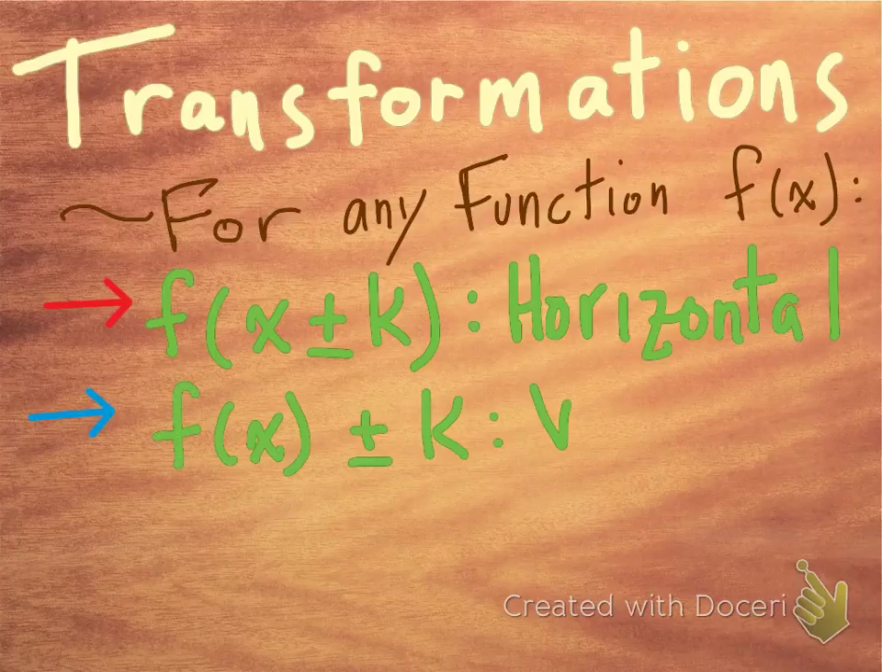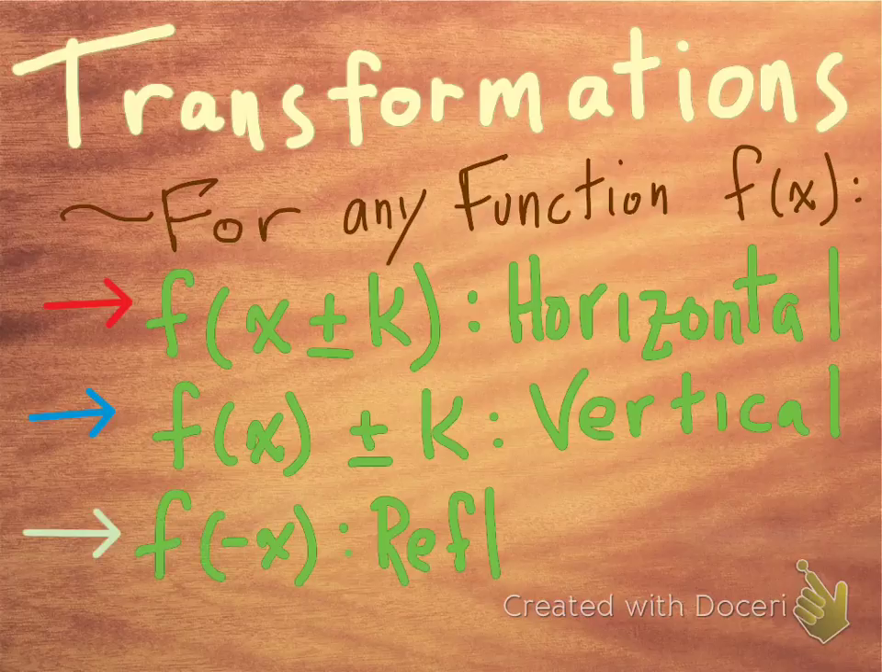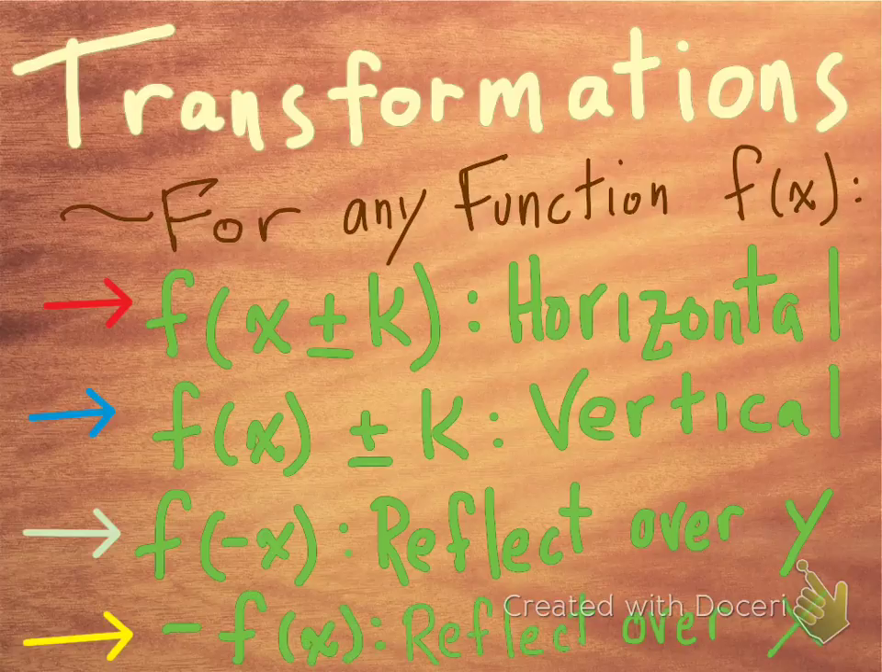Next kind of transformation is f of x, plus or minus k. Notice the plus or minus k is outside of the parentheses now. And that is a vertical shift. In this case, plus a number means shifting up, and minus a number means shifting down. The next kind of transformation that you'll need to know is f of negative x. That is, if you switch the sign of the x value, that is a reflection across the y-axis. So reflecting over the y-axis. The last kind here that we'll be concerned with is negative f of x, and that is simply a reflection over the x-axis.